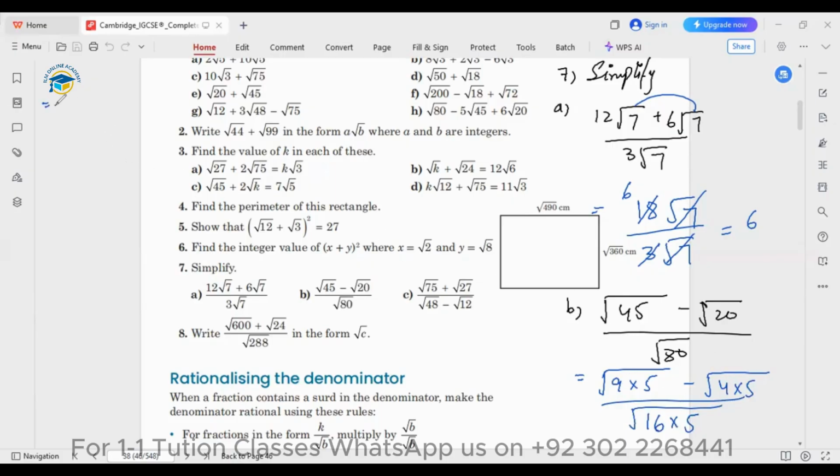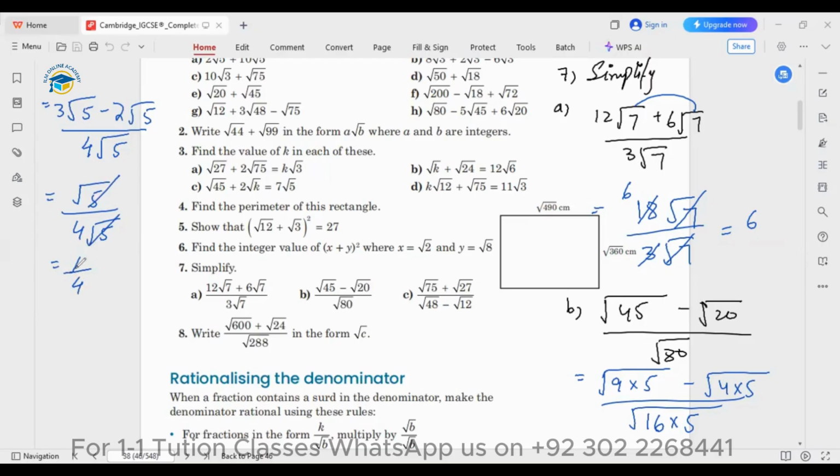Basically 9 is the square of 3, along with that square root 5. 4 is the square of 2, so 2 square root 5. And downward we have 16, that is the square of 4 and square root 5. So 3 negative 2 will be 1 square root 5, and downward we have 4 square root 5. So cancelling the square root 5, we are only left with 1 by 4 as our answer for part number B.